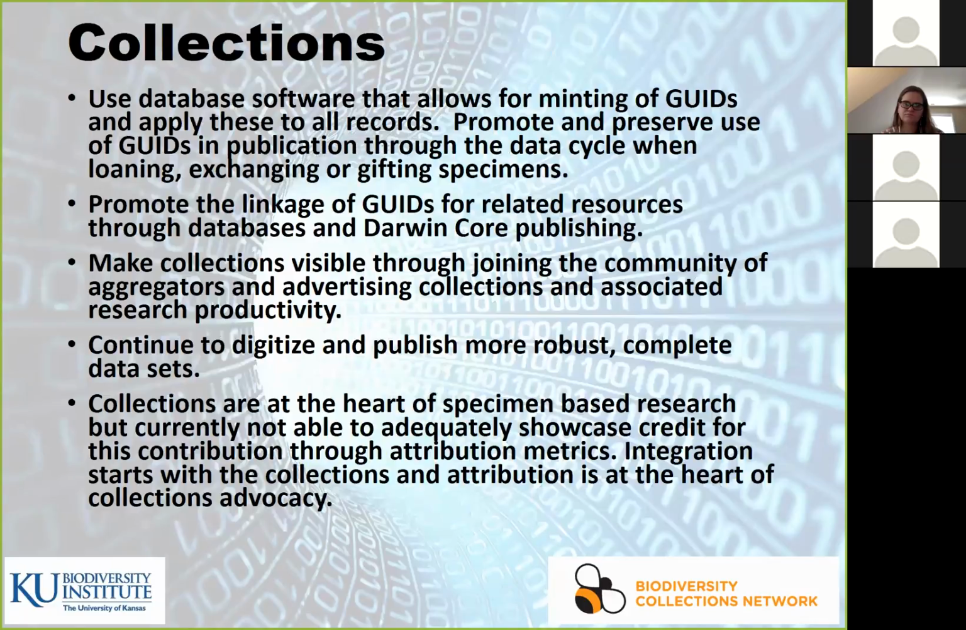They need to promote the linkage of GUIDs for the related resources through databases and through Darwin Core Publishing, so that people can find out these linkages between tissues and vouchers and hosts and parasites, etc. They may need to make their collections more visible through joining the community of aggregators and advertising their collections and the associated research productivity. They need to continue to digitize and publish more robust, complete data sets. The collections are at the heart of specimen-based research, but currently are not able to adequately showcase the credit for this contribution through attribution metrics. The integration starts with the collections, and attribution is at the heart of collections advocacy.